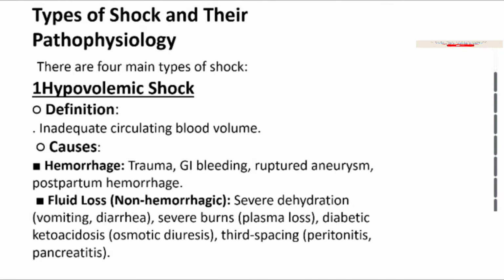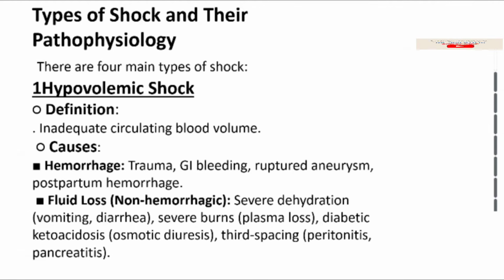And this blood loss, hemorrhaging, might take place when there's been trauma, maybe there is a ruptured aneurysm, postpartum hemorrhage, or also burns. Burns might also lead to severe bleeding or also internal bleeding. There's also fluid loss. This is non-hemorrhaging, but it also leads to hypovolemic shock. This might be caused by severe dehydration, maybe due to vomiting or diarrhea.